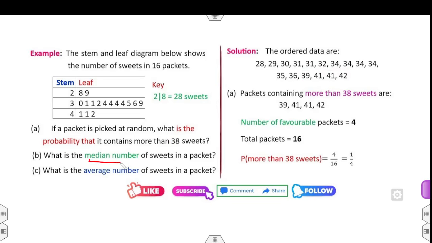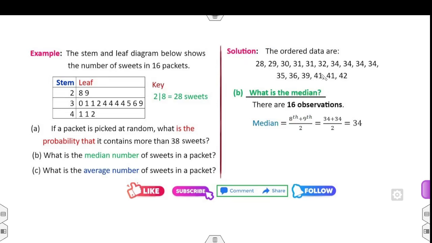What is the median? Again, you can see there are 16 observations, which is even. So what is the median? 8th position plus 9th position divided by 2. So 8th position is my 34 and 34. That is 68 divided by 2 is the right answer. Sorry, 34, 34, 8th and the 9th position.